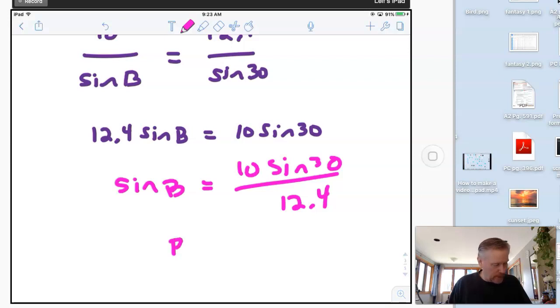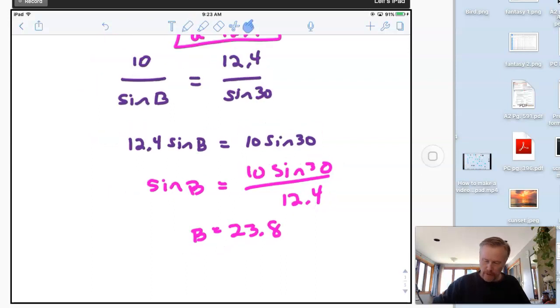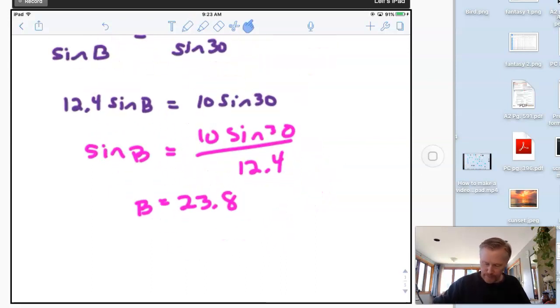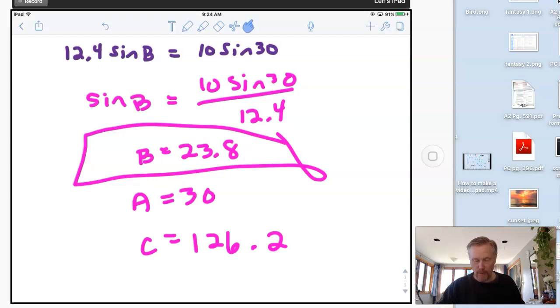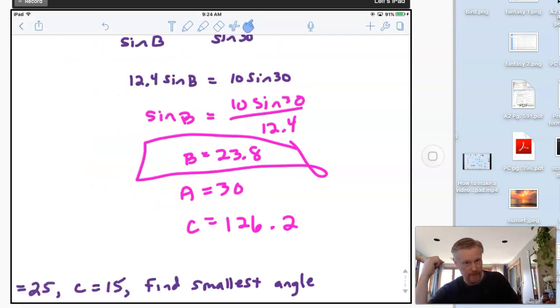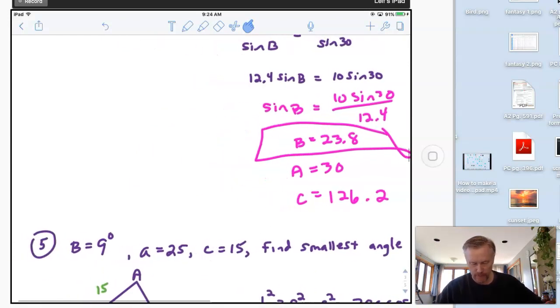When I do that out, B will be 23.8. So now I know that angle A is 30, because that was given. And I can find the other angle, which is angle C, by adding them up and subtracting from 180. I'll get 126.2, which means the smallest angle is B, because 23.8 is less than 30 and less than 126. So that would be the smallest angle. All right. Next one, number 5.